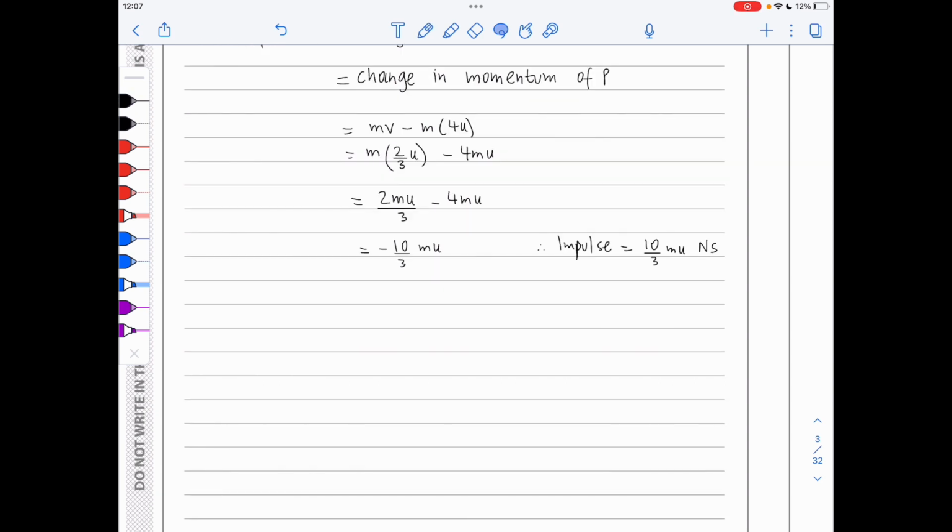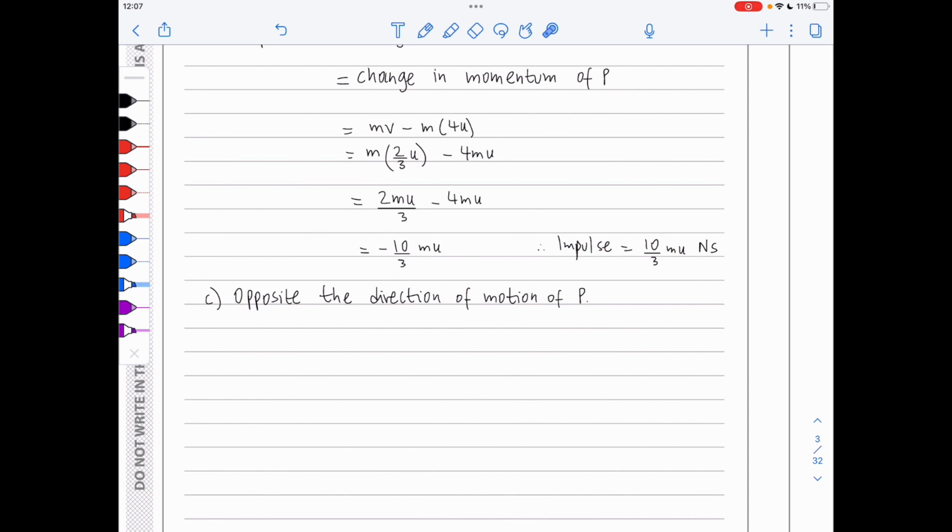In part C, we need to state clearly the direction of the impulse. Well, based on the calculation we did here, we found a negative answer, which means that this is opposite the direction of motion of P. The negative sign indicates this opposing direction, and therefore for part C, we simply state that it's opposite the direction of motion of P.